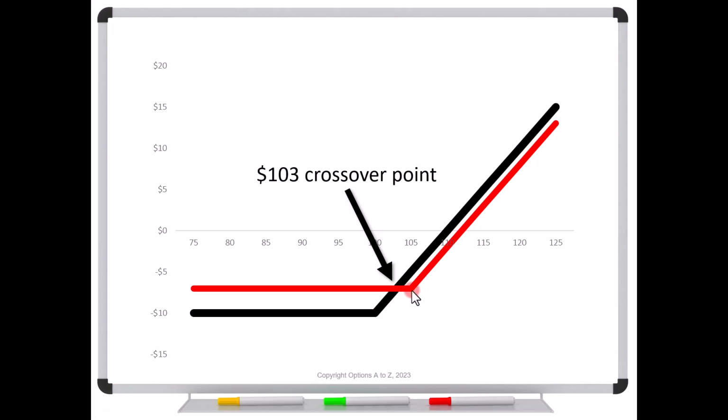But now let's ask, well, how do we know that this has to happen? How do we know that no matter which strategies we compare, that we will always get at least one crossover point?